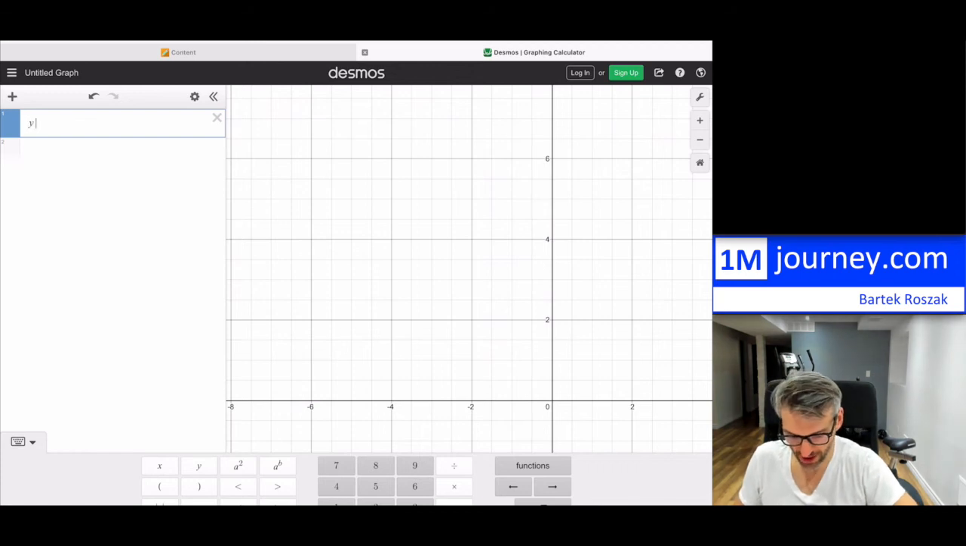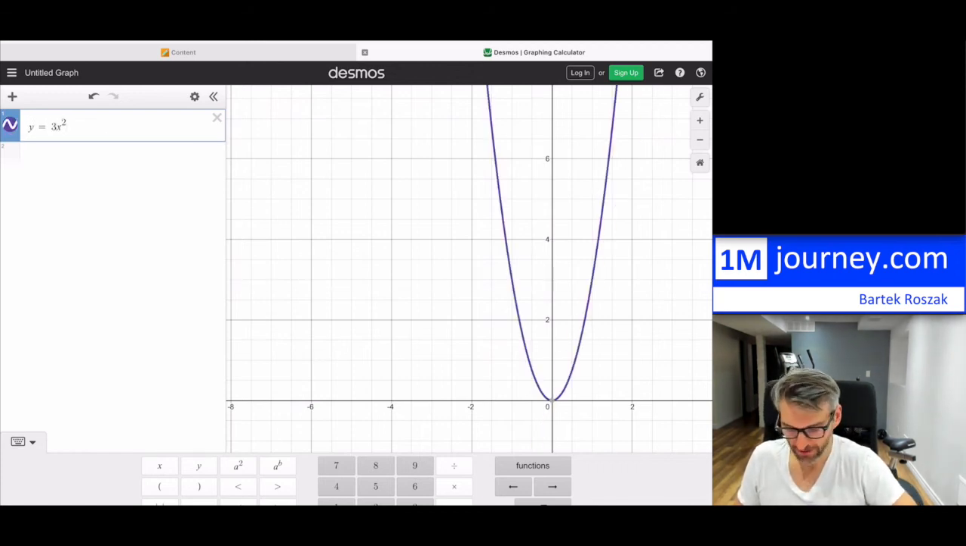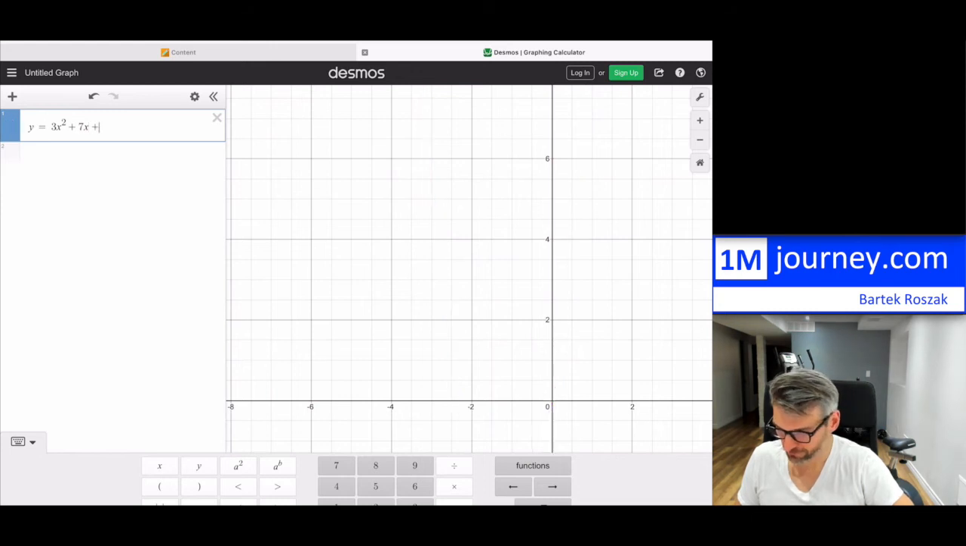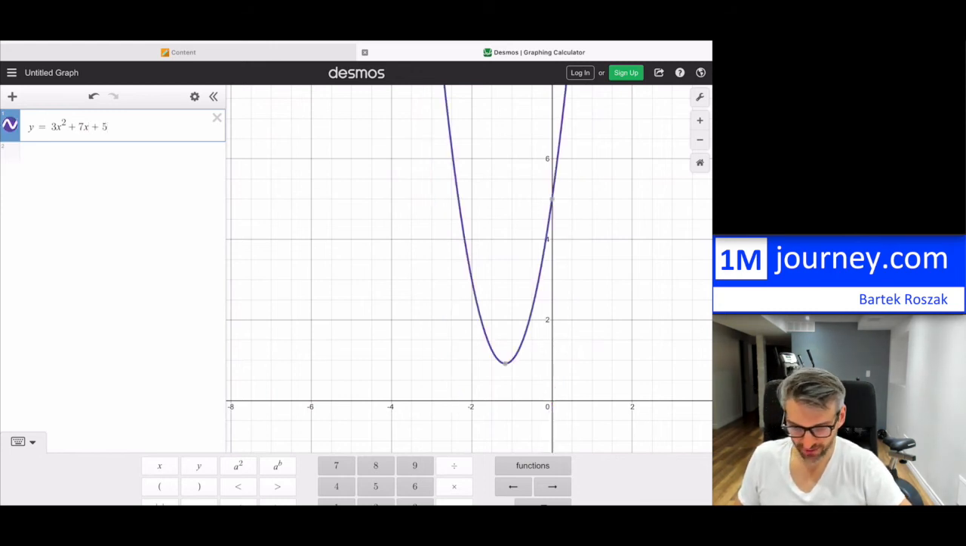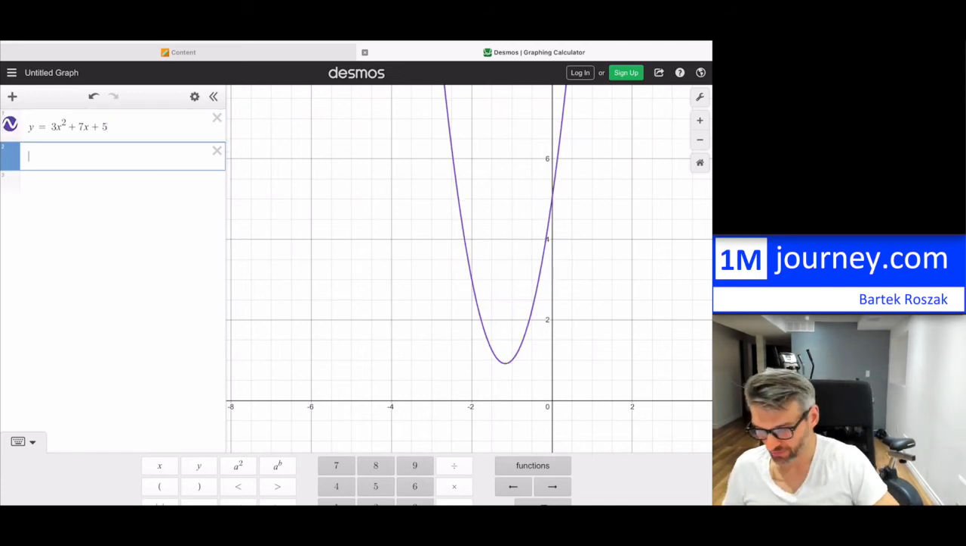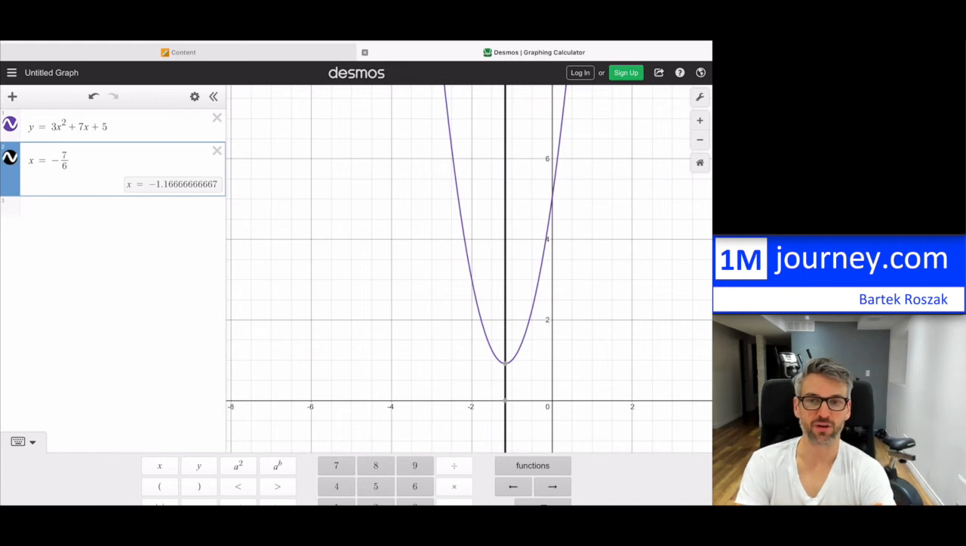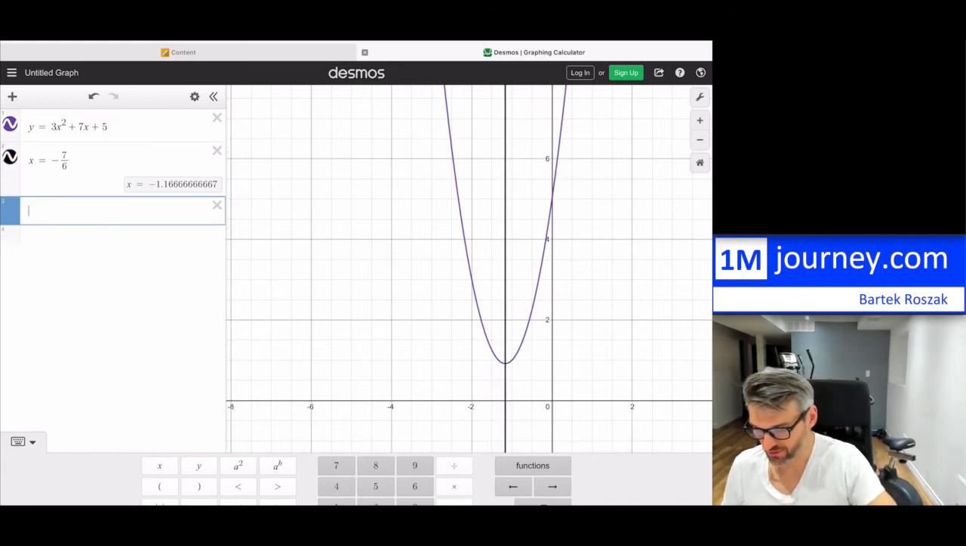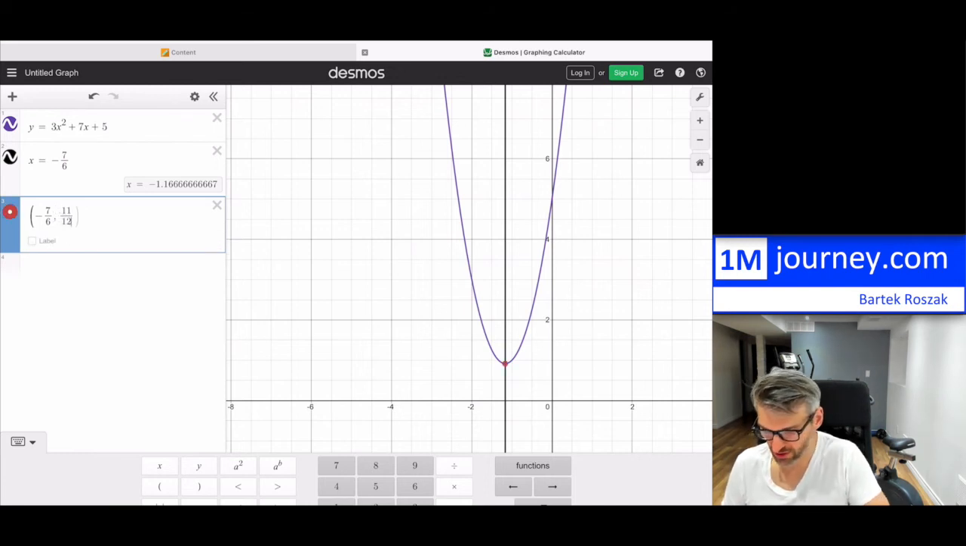So y is equal to 3x squared plus 7x plus 5. So notice it actually had no zeros, right? It doesn't go through the x-axis. So this is what we have. Now the line of symmetry was x is equal to negative 7 over 6. And look at that. It's a beautiful line of symmetry that we found. And then it asked us for the vertex, negative 7 over 6, and it was 11 over 12, right? That's what this was.